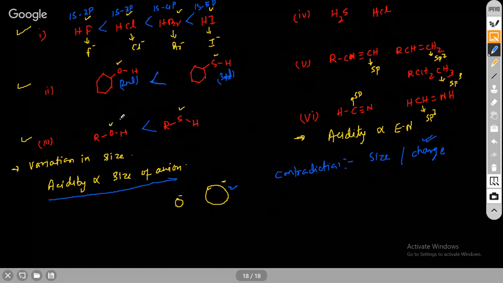In all these examples, you see I have given the terms which belong to different periods. When we have different periods, you consider size in that case. Fluorine, chlorine, bromine, iodine, different period. Did you understand?